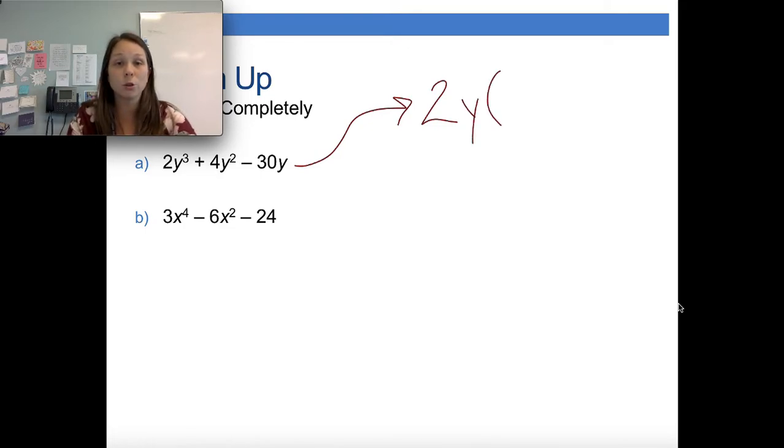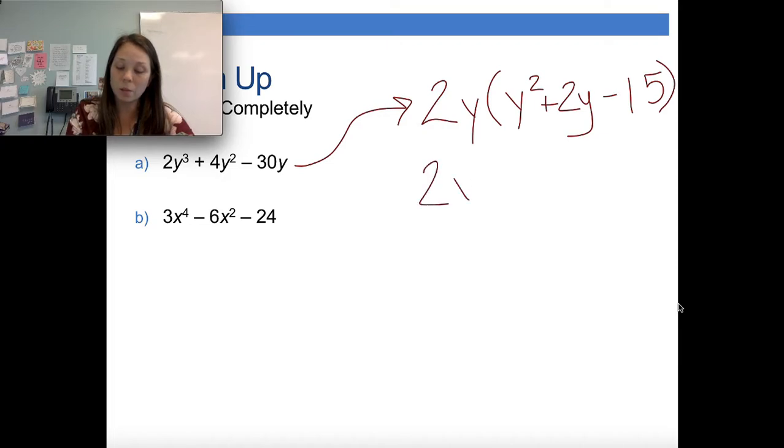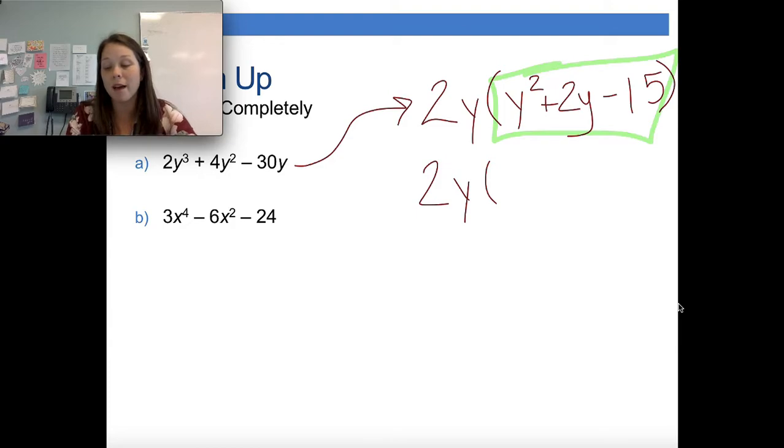When I factor the 2y out from each piece, I had 2y cubed, I divided by 2y, and I'm left with y squared. I had 4y squared, I divided it by 2y, so I'm left with 2y. I had minus 30y, I divided out a 2y though, so I have minus 15. Now I'm left with something that appears to be a quadratic inside my parentheses, y squared plus 2y minus 15. So I have to think, how does that factor?